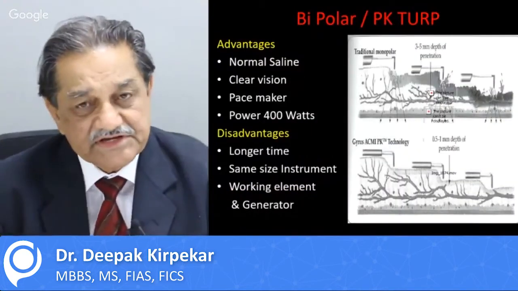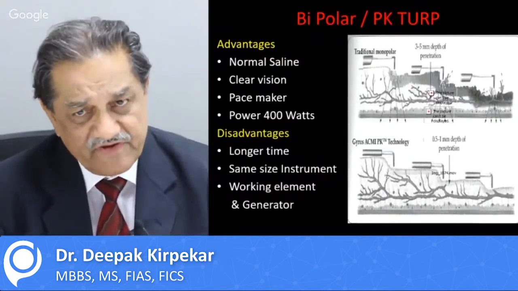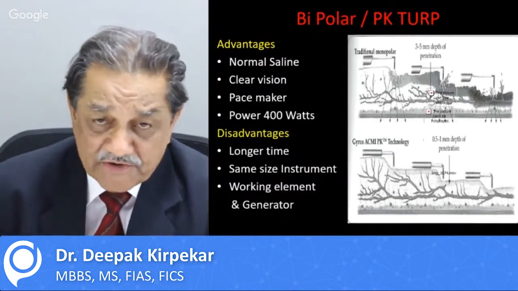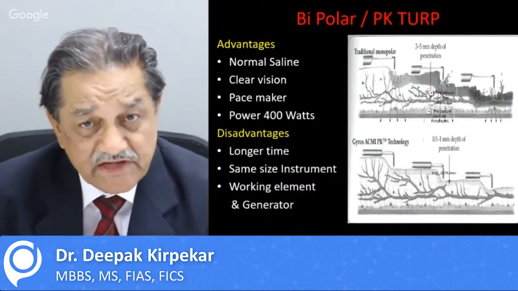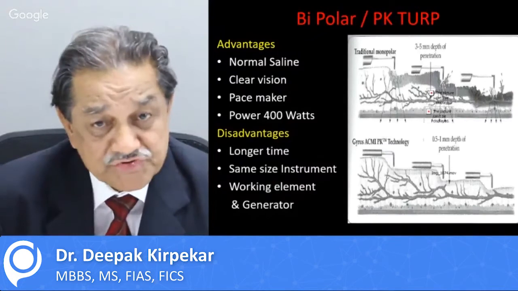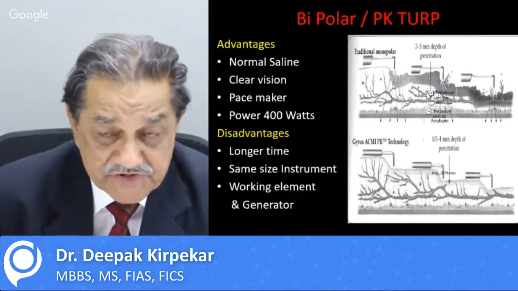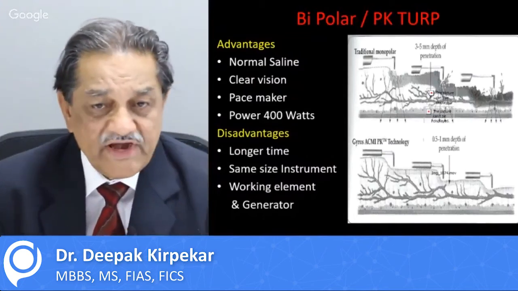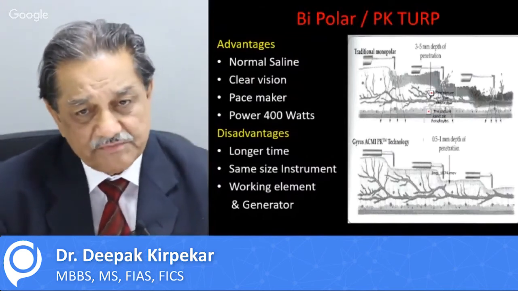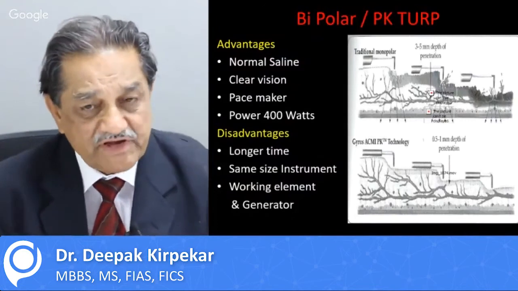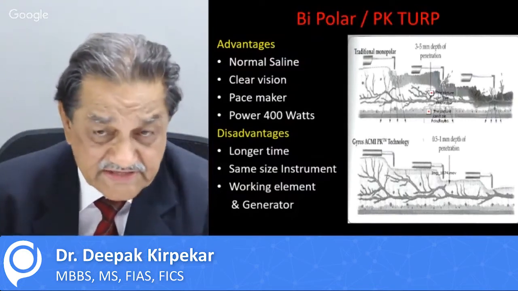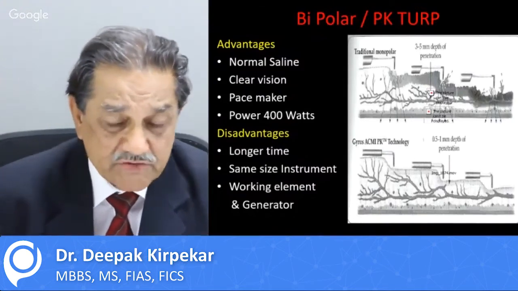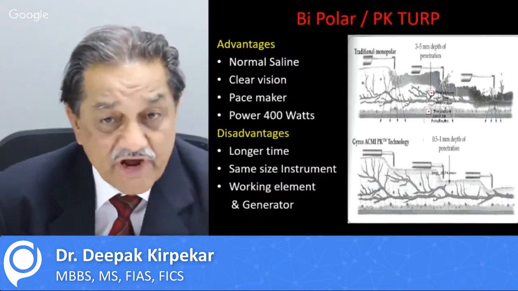The bipolar technique is something that is worth looking at. We were concerned about TUR syndrome when we did monopolar TURP. Bipolar uses normal saline, vision remains clear, and it can be used with a pacemaker. Unfortunately, it does take a little longer, and we are not circumventing the main problem with the urethra because we use the same instrument. The advantage is that with the same instrument and generator, one can enucleate, one can resect, and one can vaporize.